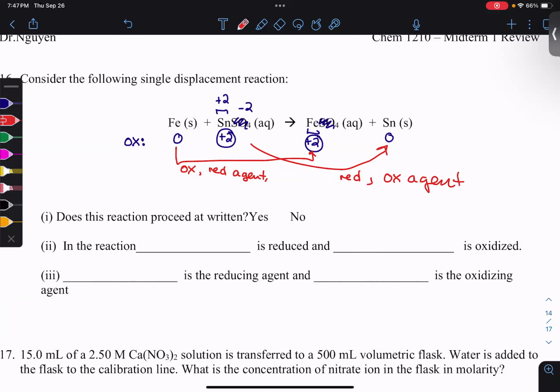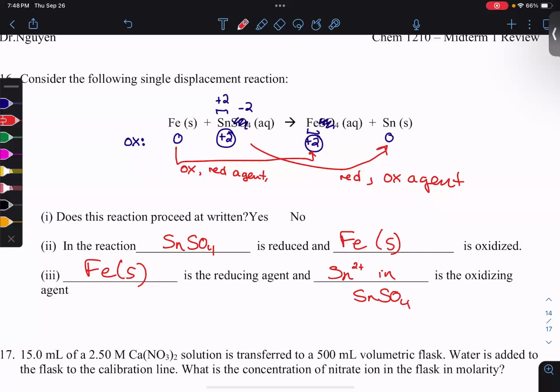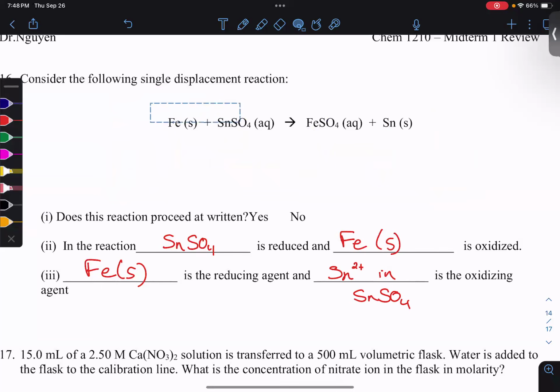So let's answer these questions. In this reaction, what is reduced? The tin sulfate is reduced, and what is oxidized? Iron solid is oxidized. So iron solid is the reducing agent, and the Sn2+ in tin sulfate is the oxidizing agent, just being hyper-specific there. Now let's answer the first question that I skipped. Does this reaction proceed as written? This is a redox reaction.